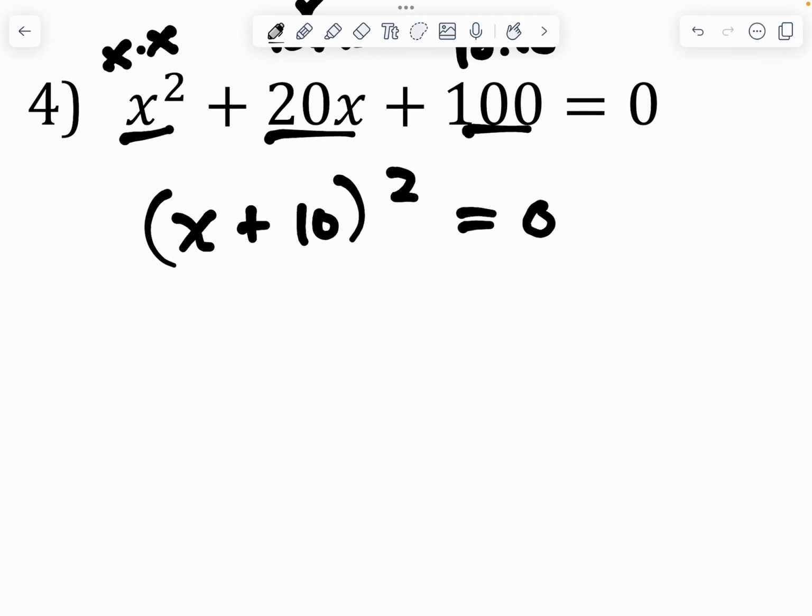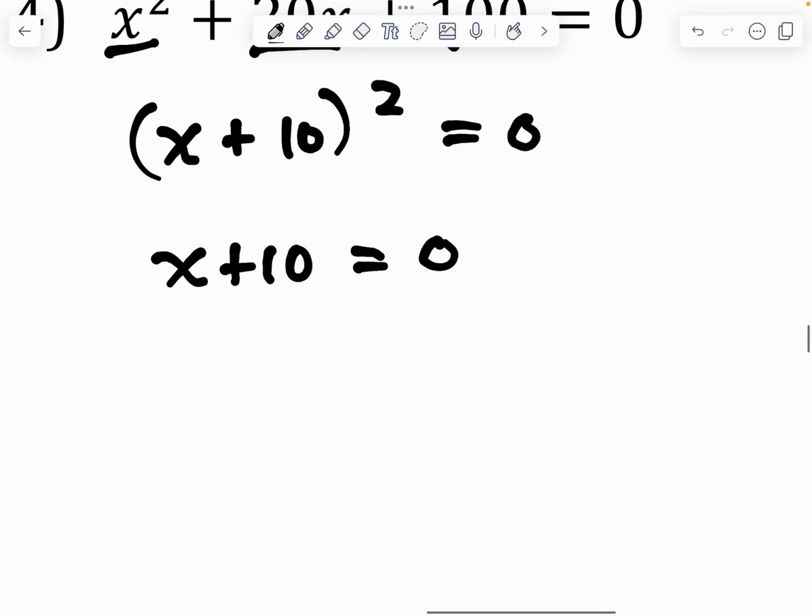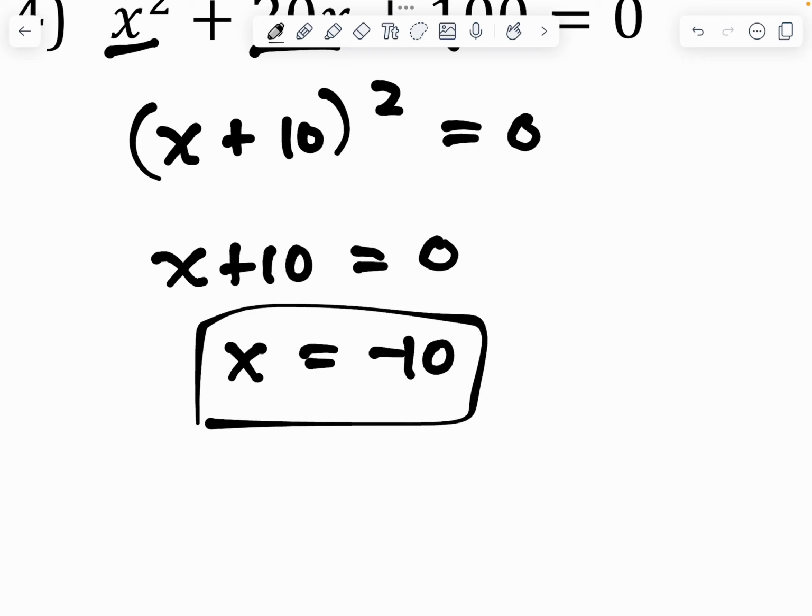Well, because x plus 10 is x plus 10 and x plus 10, I only need to solve one of those because we're going to get the same answer. So x plus 10 equals 0, x equals negative 10. There's only one root, x equals negative 10.